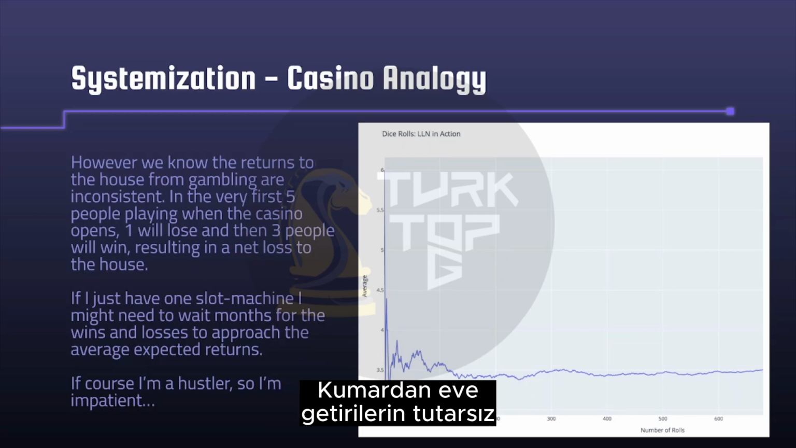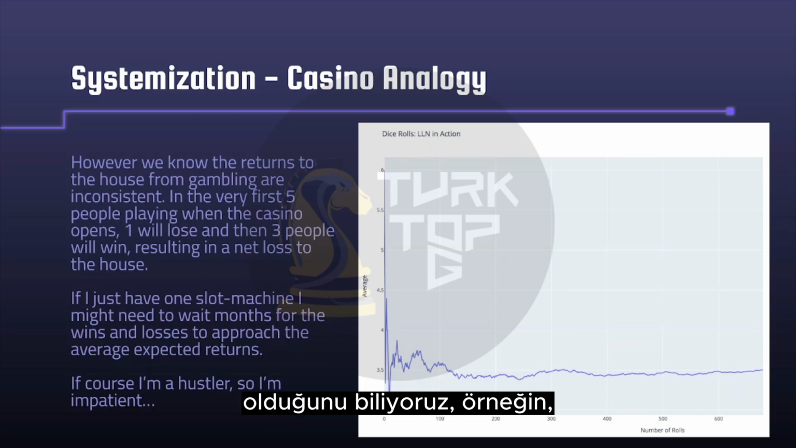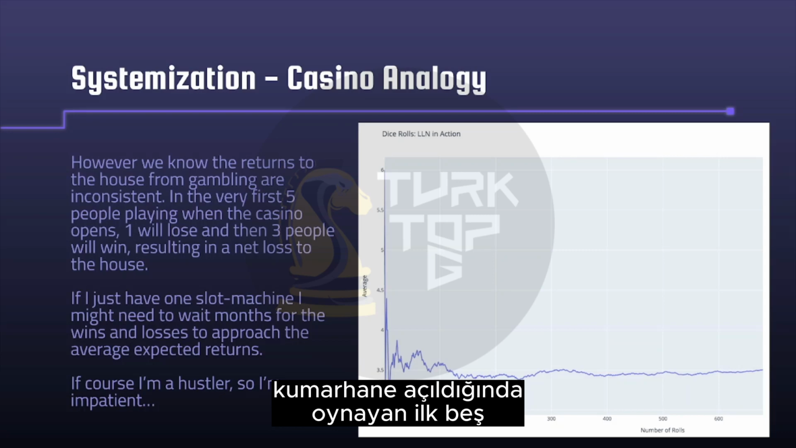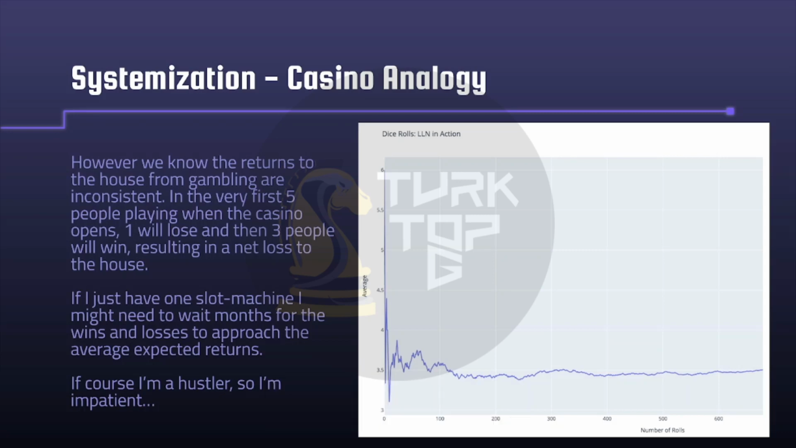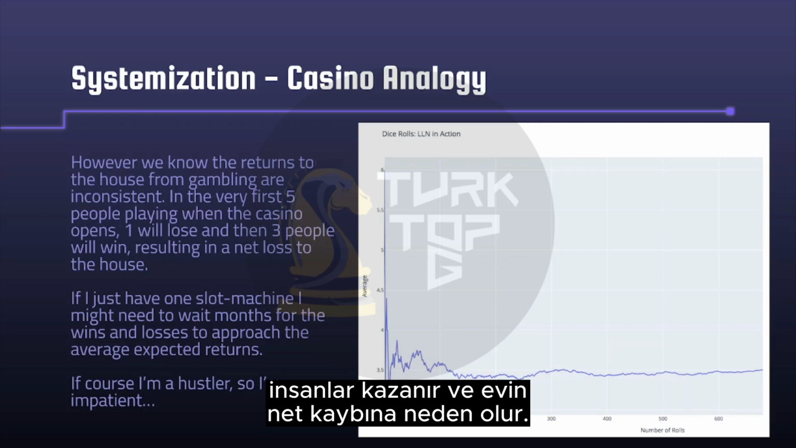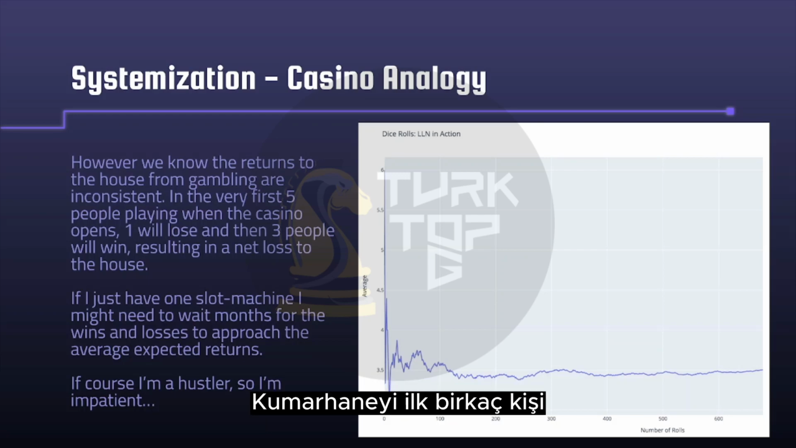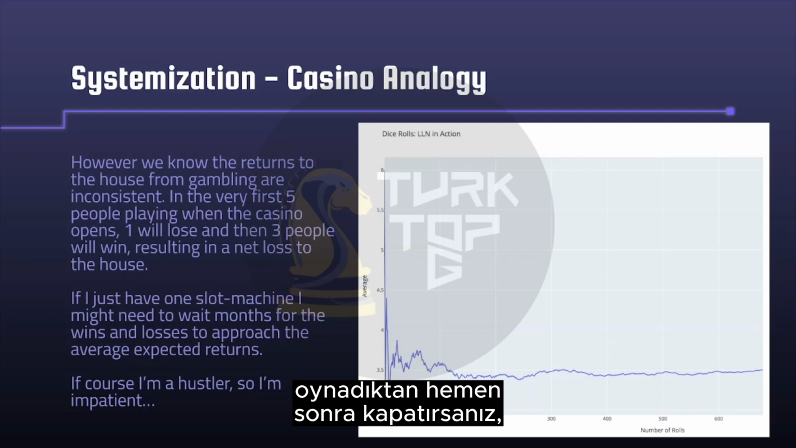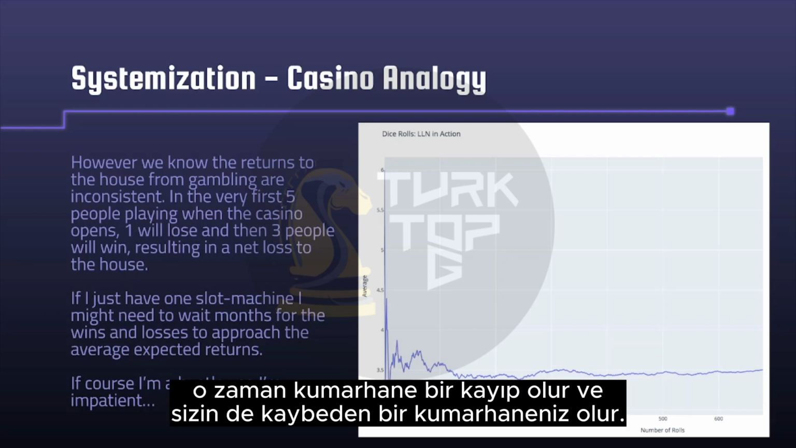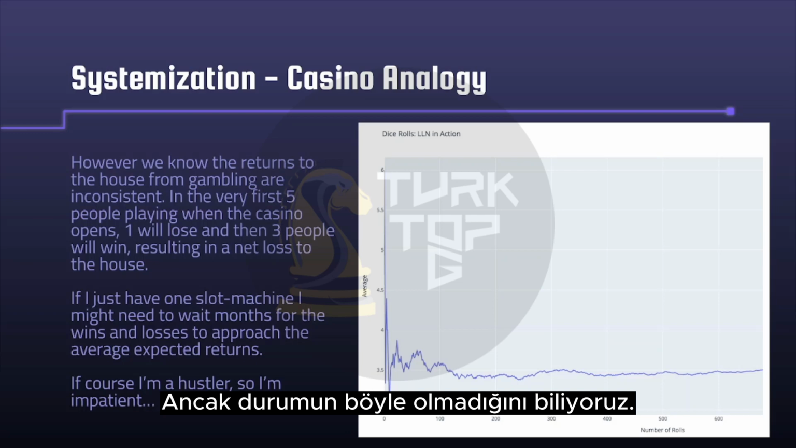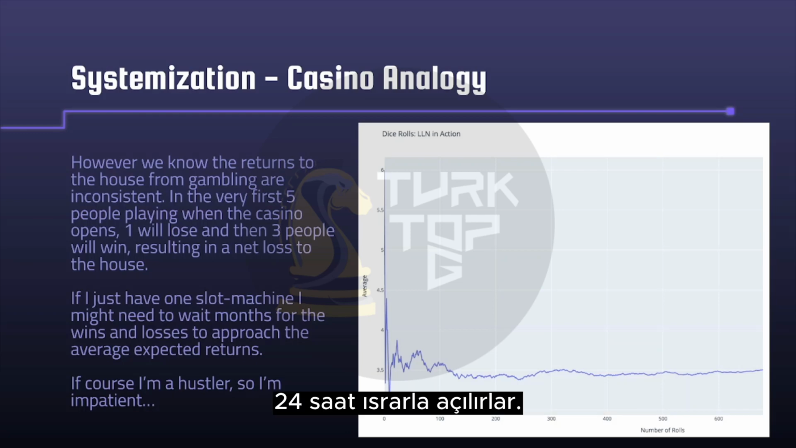We know that the returns to the house from gambling are inconsistent. For example, in the very first 5 people playing when the casino opens, 1 will lose and then 3 people will win, resulting in a net loss to the house. If you closed the casino right then, after the first couple of people played, you'd have a losing casino. However, we know that that's not the case. They open persistently around the clock.